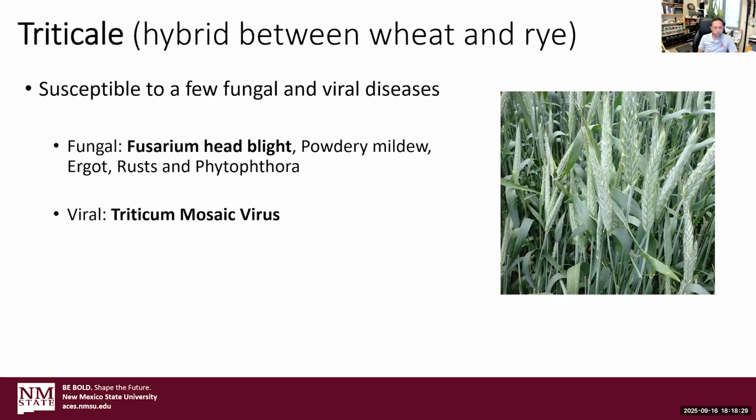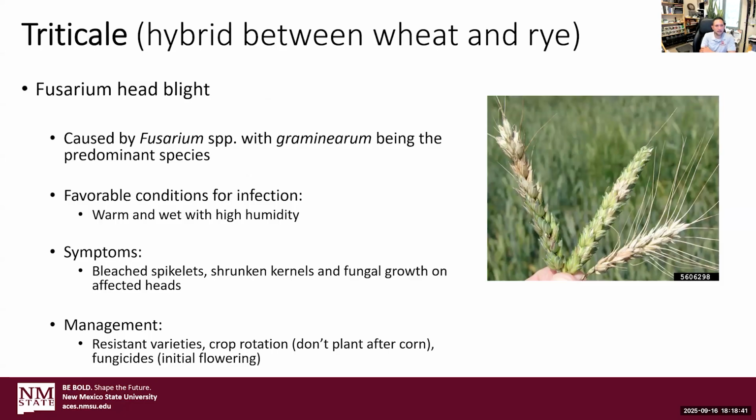And the ones that are in bold are the ones that we'll talk about in a little bit more detail, because sometimes we see those more often. And so the first one that we're going to sort of highlight is Fusarium head blight. This is caused by a Fusarium species, so this is a fungus, being the predominant species. The favorable conditions for infection with this pathogen are warm and wet with high humidity.